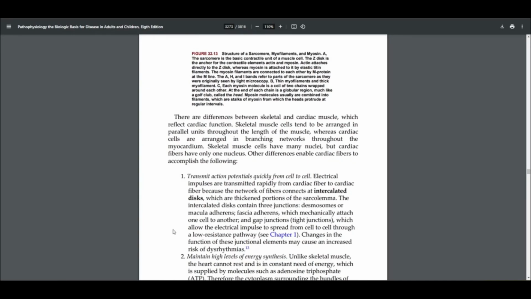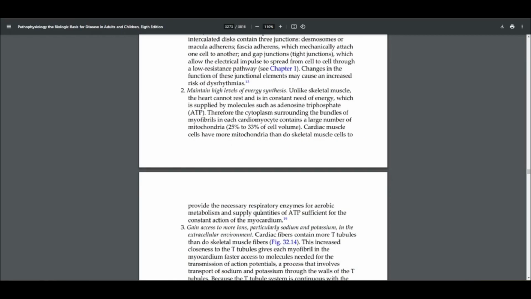There are differences between skeletal and cardiac muscle, which reflect cardiac function. Your skeletal muscle cells tend to be arranged in parallel units throughout the length of the muscle, whereas cardiac cells are arranged in branching networks throughout the myocardium. Skeletal muscle cells have many nuclei, but cardiac fibers have only one nucleus. Other differences enable cardiac fibers to accomplish the following.